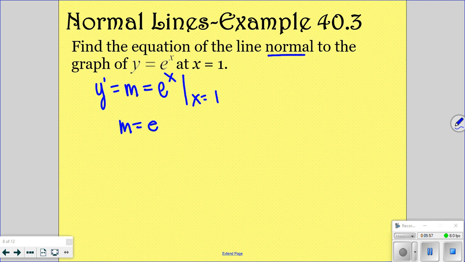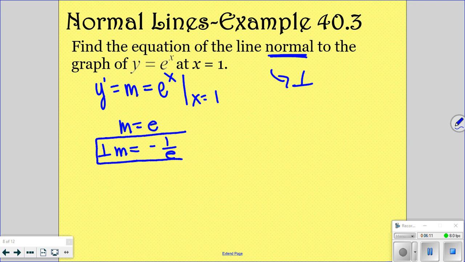However, we're looking for the normal line. Normal means perpendicular. So the perpendicular slope is the negative reciprocal of e, which is negative 1 over e. So we're going to use this slope to find our normal line. So we're going to use y equals mx plus b. So if our x value is 1, we can plug it in to find our y value, and our y value would also just equal e to the 1, which is e.